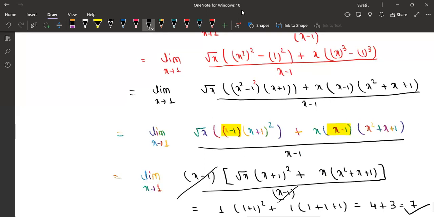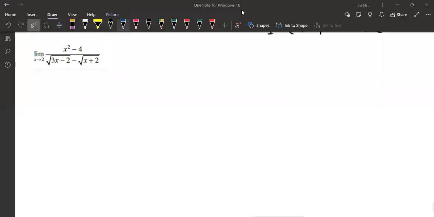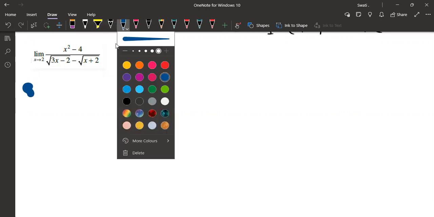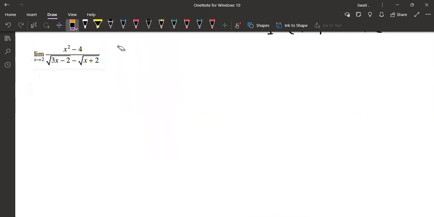This was a little long, but I hope you understood this. All right, now we can move to the next question. So this is our next question. Of course, this question is basically similar to the last question that we solved just now.